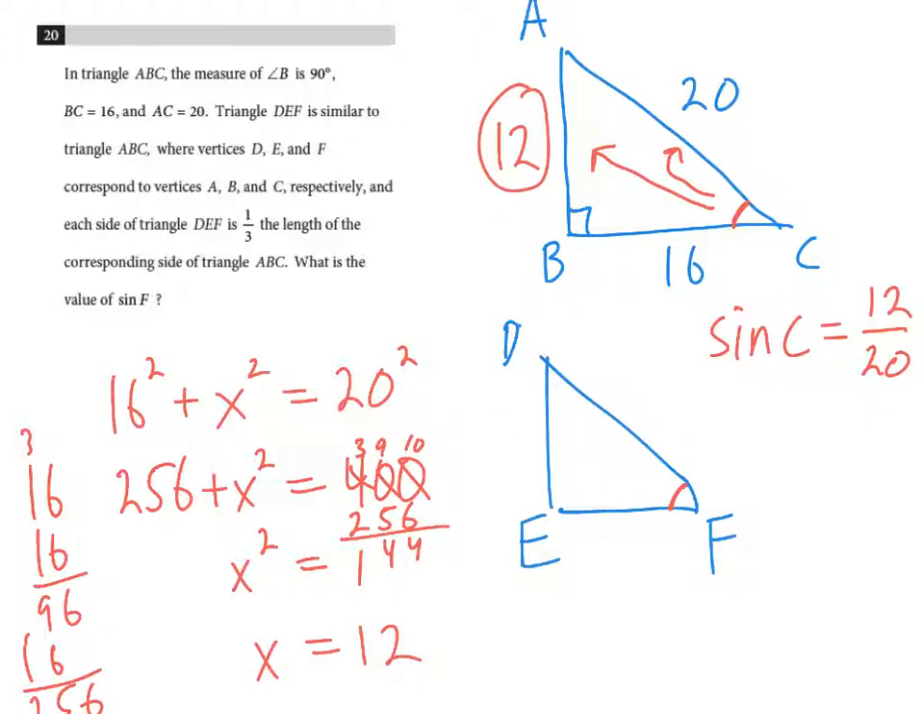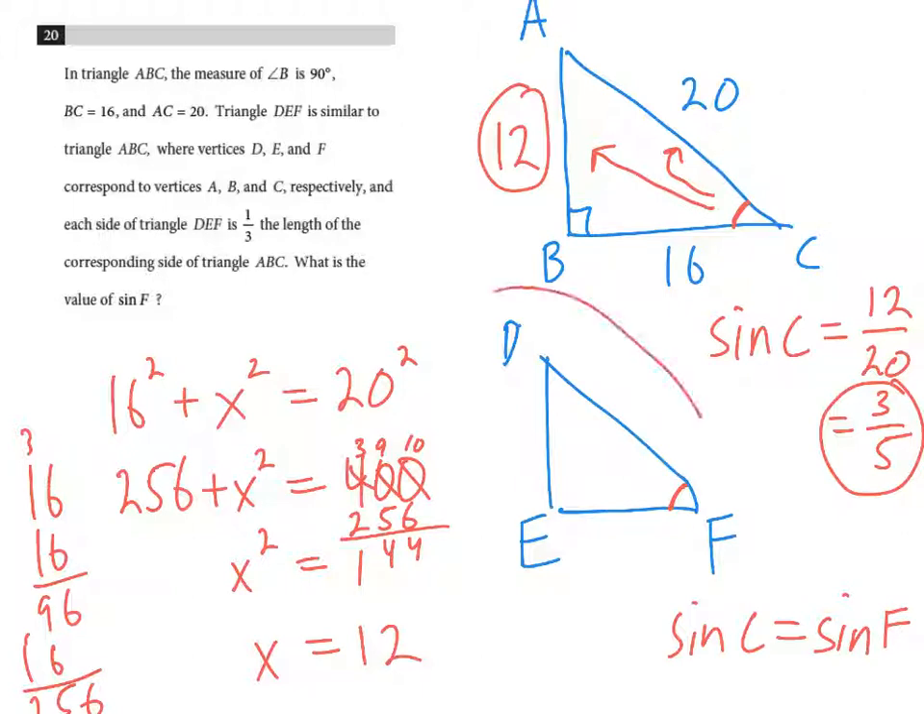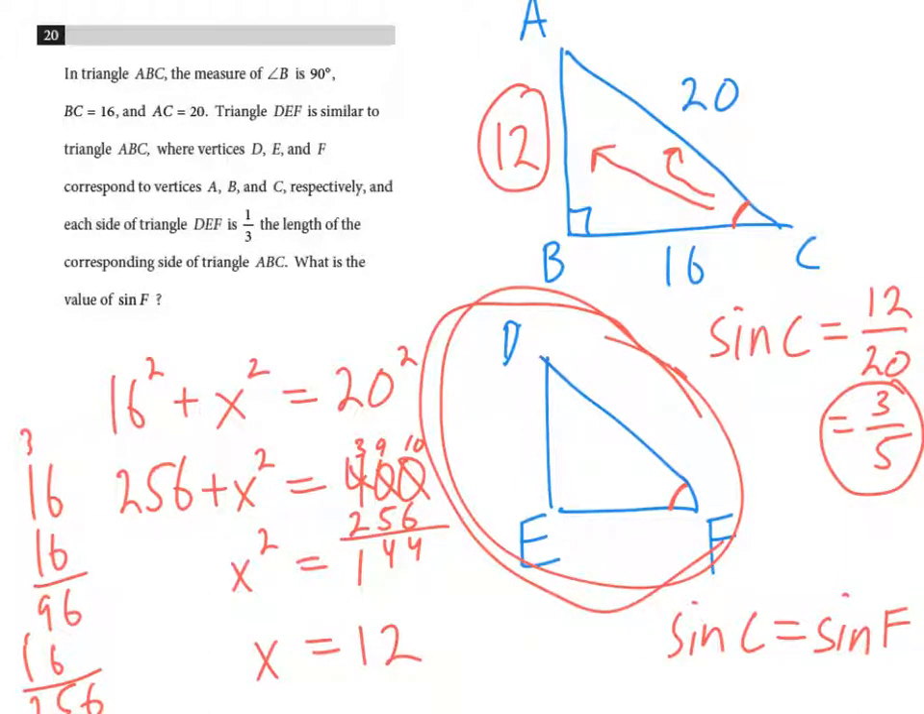Now we can reduce that by a factor of 4, and we'll get that the sine of C is 3/5. Since the sine of C is equal to the sine of F, we don't have to worry about this second triangle at all. So this is a classic problem where they give you extra information, and you might go down a rabbit hole of trying to figure out the side lengths of this second triangle, when all we need to do was find the sine of C, 3/5.